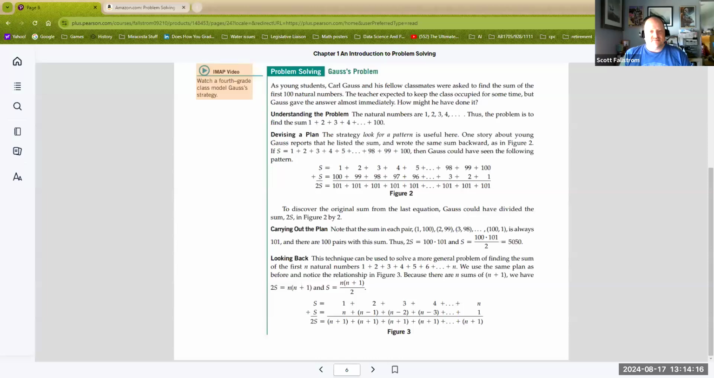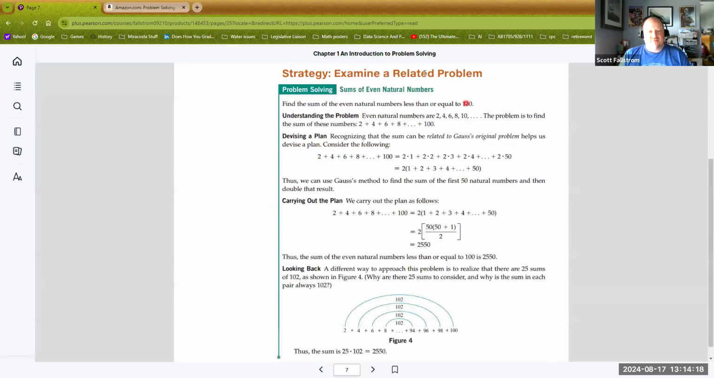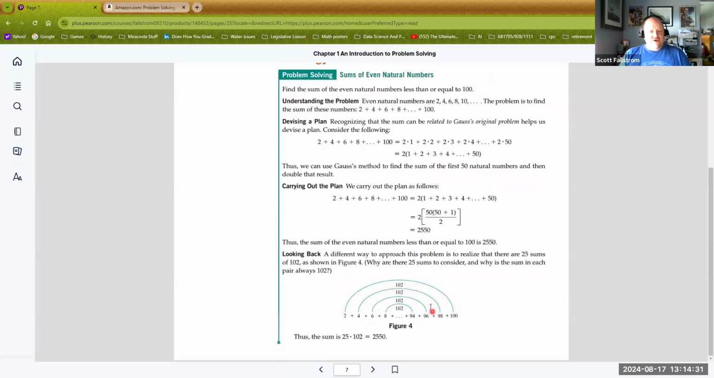All right, let's jump ahead to the next page. Okay, next one says solve a related problem. What would you do if you saw 2 plus 4 plus 6 plus 8 all the way up to 100? How could you do it? Could you do it Gauss's way? Yeah. Could you do it visually? Maybe. If you say, wait a minute, 2 plus 100, that's 102.